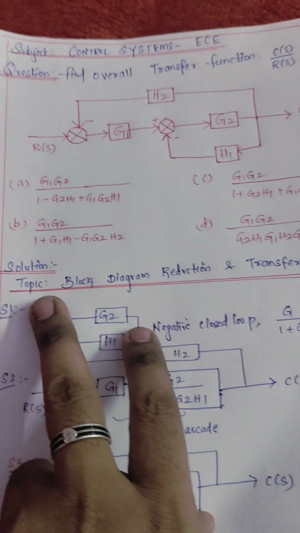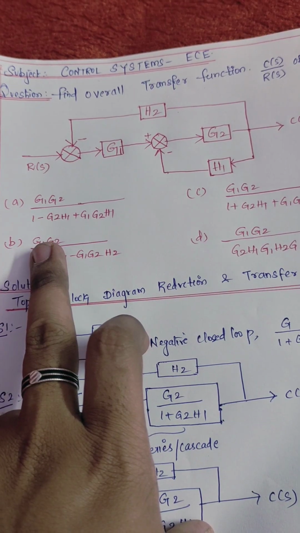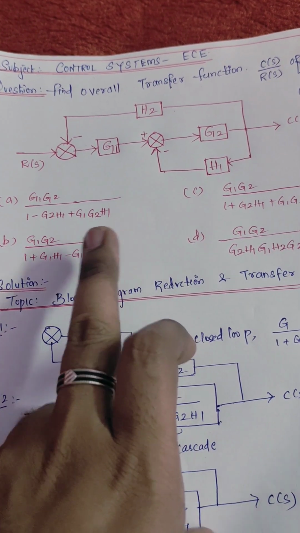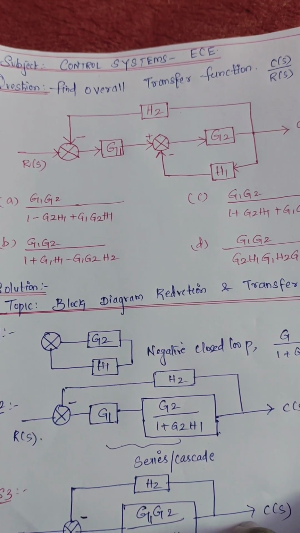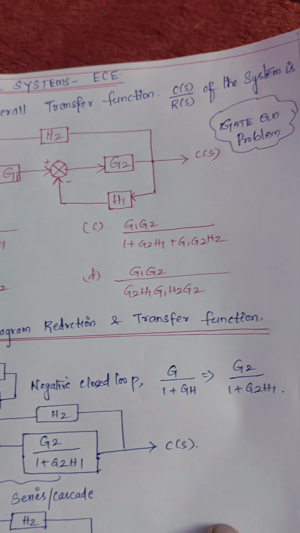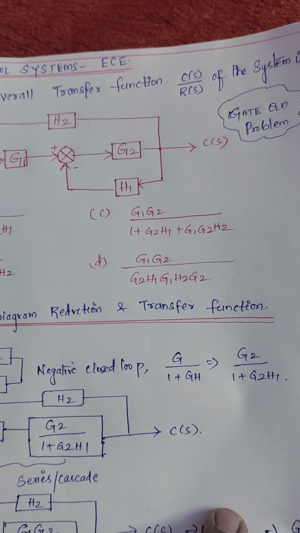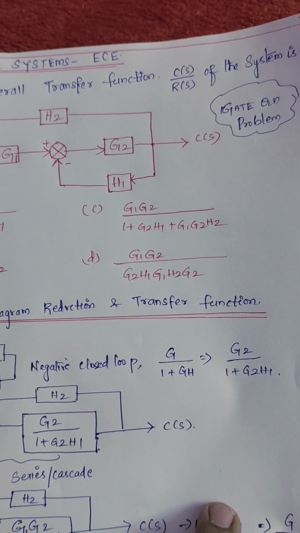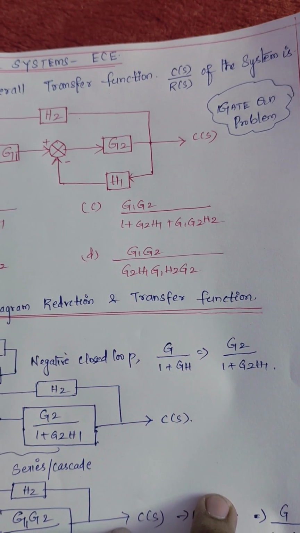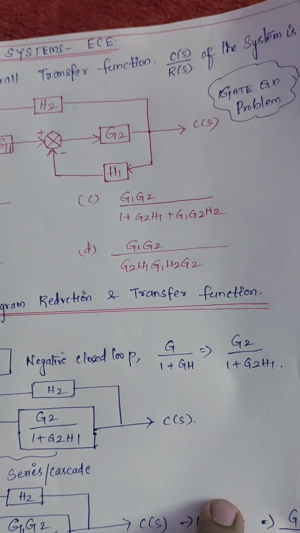Option A: G1 G2 divided by 1 minus G2 H1 plus G1 G2 H1. Option B: G1 G2 divided by 1 plus G1 H1 minus G1 G2 H2. Option C: G1 G2 divided by 1 plus G2 H1 plus G1 G2 H2. Option D: G1 G2 divided by G2 H2 G1 H2 G2.